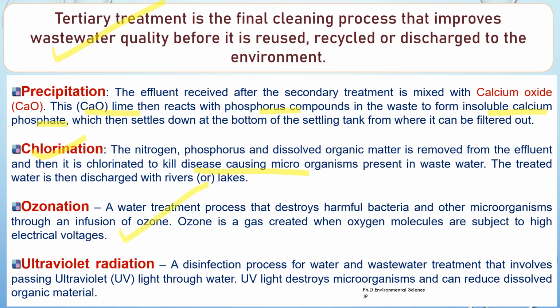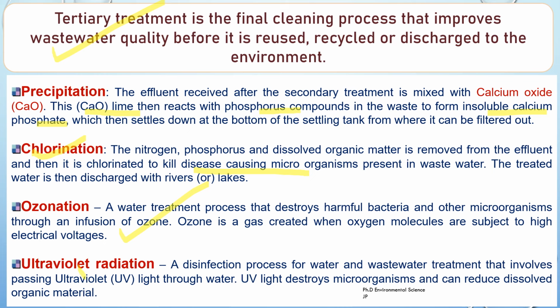Ozonation. It is another disinfection method which is used to destroy harmful bacteria, viruses, and other microorganisms in water and wastewater. Ozone, a powerful oxidizing agent, is generated by subjecting oxygen molecules to high voltage electrical discharge. Ozone rapidly oxidizes and destroys organic compounds and microbial cell walls, effectively sterilizing the water. Ozone treatment leaves no harmful residual chemicals in the water and can also help in reducing taste and odor issues caused by organic compounds.